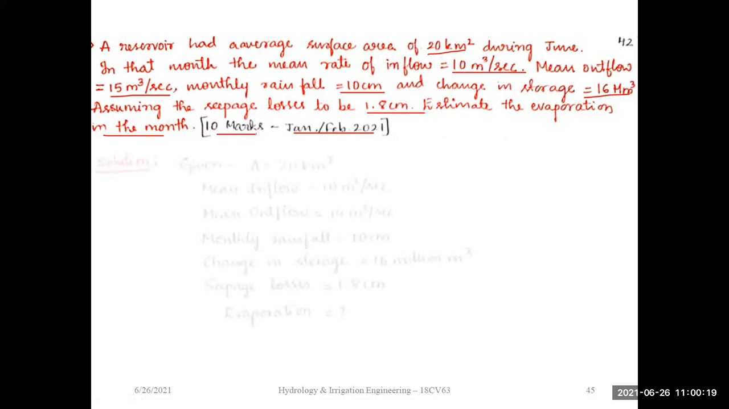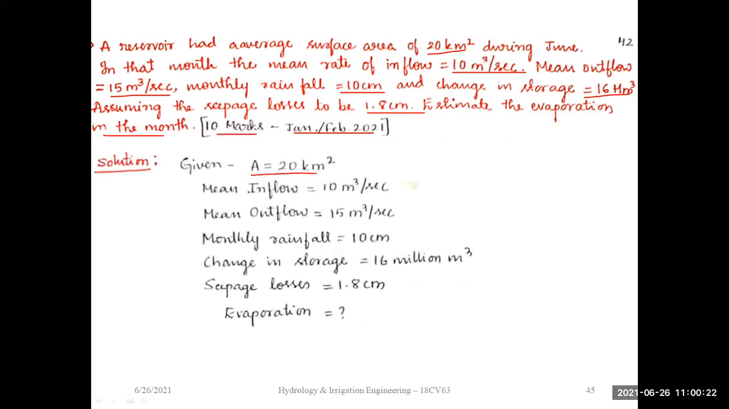So let us write down the given data. The area they have given is 20 kilometer square. Inflow they have given as 10 meter cube per second. Outflow they have given as 15 meter cube per second. Monthly rainfall they have given as 10 centimeter. Change in storage 16 million meter cube. Seepage losses 1.8 centimeter. And you have to calculate the evaporation.